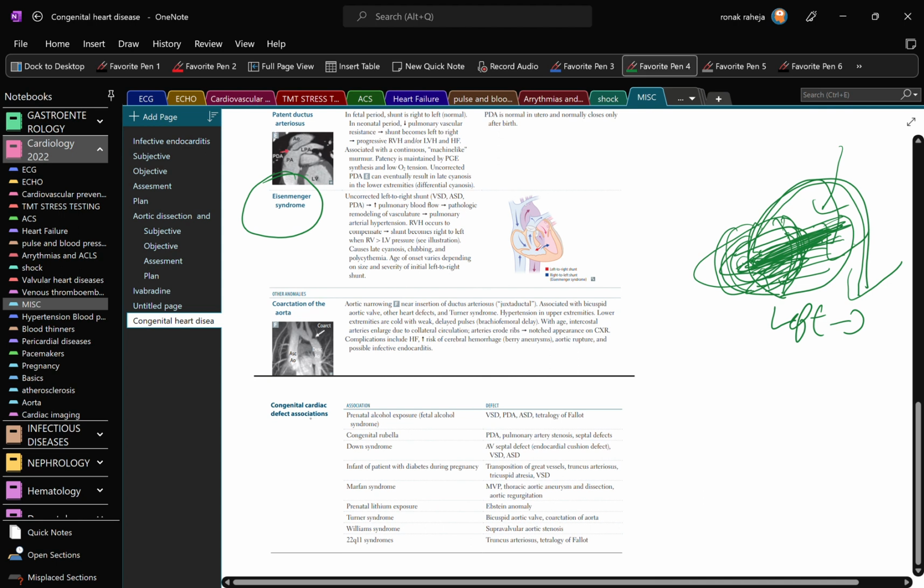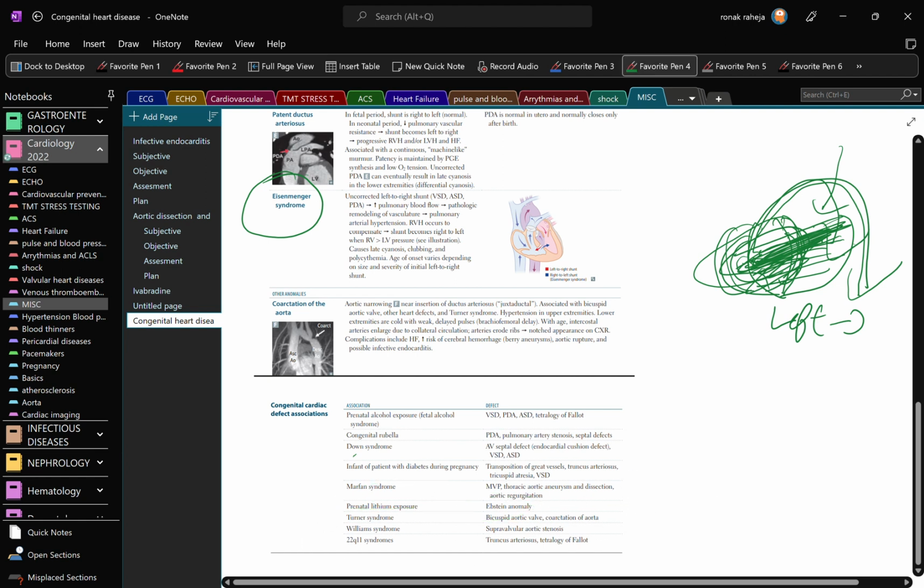And then you have these congenital cardiac defect associations, where if the mother takes a lot of alcohol, the baby may have a VSD, PDA, ASD, or tetralogy of Fallot. If the mother has rubella during pregnancy, PDA is known to be there, pulmonary artery stenosis or septal defects. If the baby has Down syndrome, it is very commonly associated with ASD and VSD. If the patient has Marfan syndrome, a connective tissue disorder, then there is mitral valve prolapse, aortic aneurysm, and dissection. And if the mother takes lithium, it's Ebstein's anomaly or tricuspid atresia.